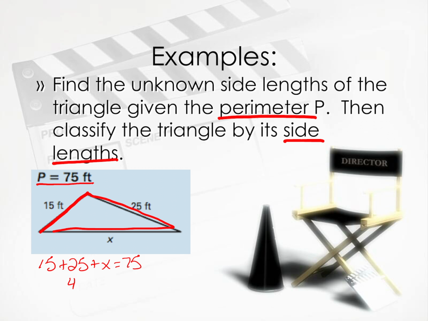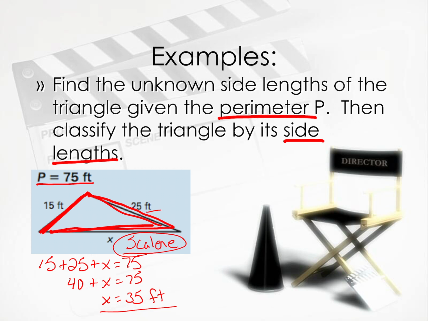So this would give us 40 plus x equals 75. So our x is 35. You need to make sure you label it. It's feet, so you would need to label this feet. So our x is 35 feet, and then if we are to classify it, we have one that's 15, 25, and 35. They're all different. So this is a scalene when all sides are different.